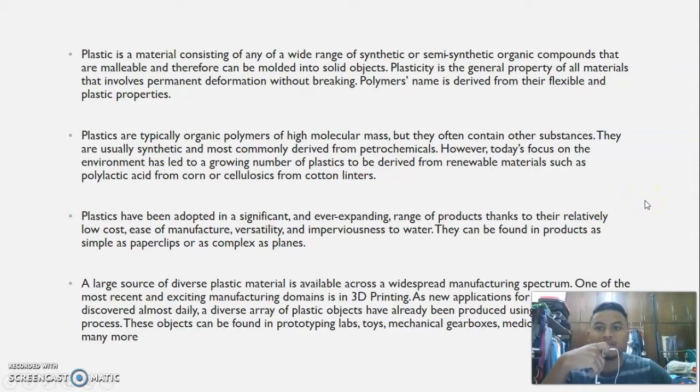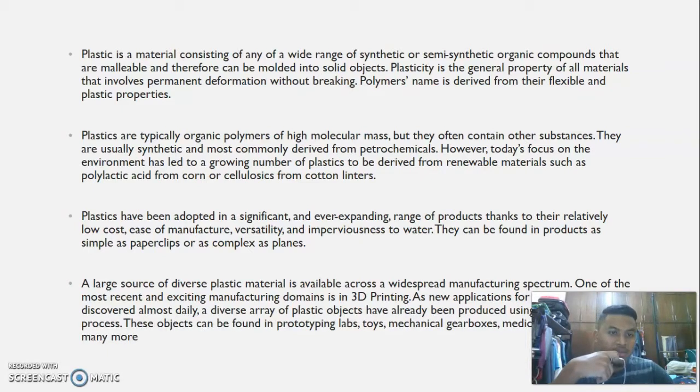Plastic is a material consisting of any of a wide range of synthetic or semi-synthetic organic compounds that are malleable and therefore can be molded into solid objects. Plasticity is the general property of all materials that involve permanent deformation without breaking. Polymers' name is derived from their flexible and plastic properties. Plastics are typically organic polymers of high molecular mass, but they often contain other substances. They are usually synthetic and most commonly derived from petrochemicals.